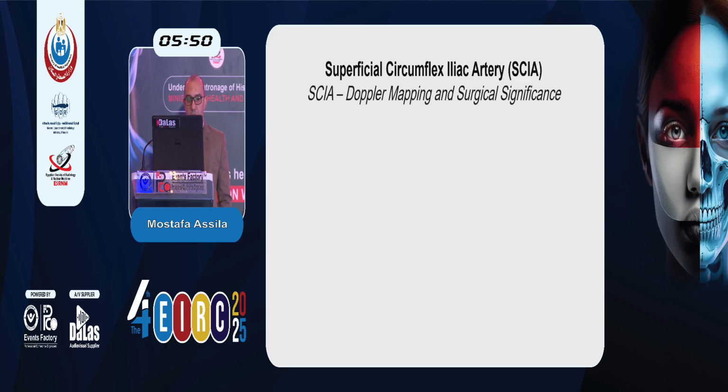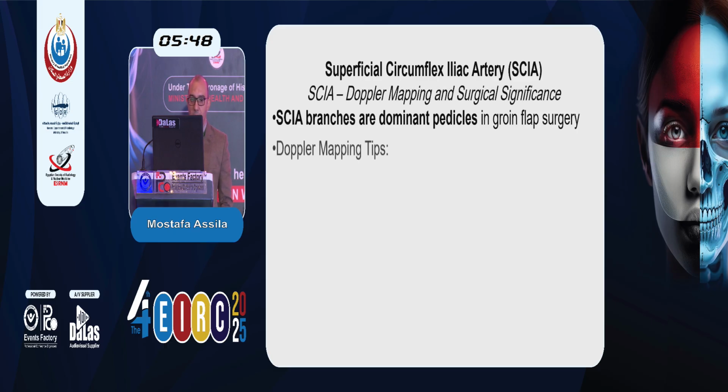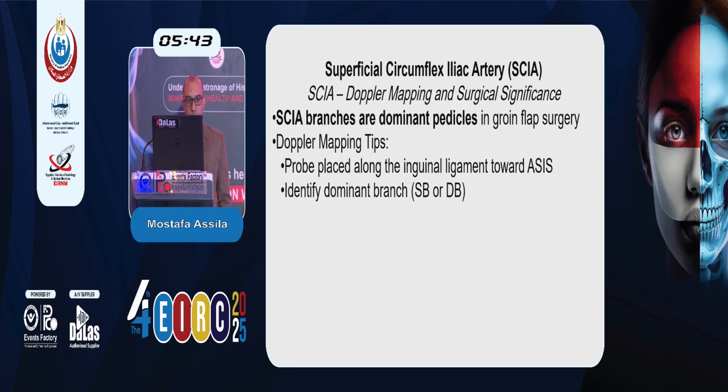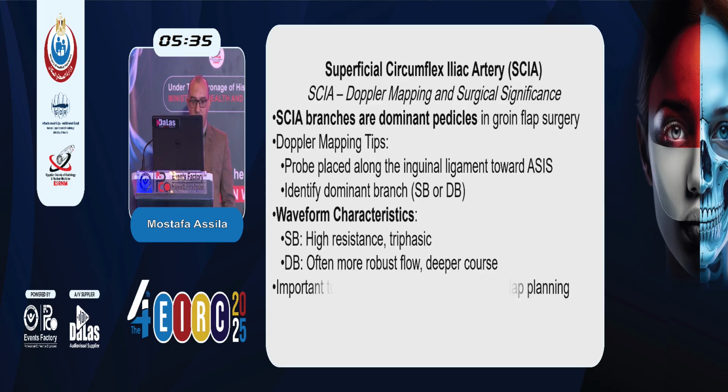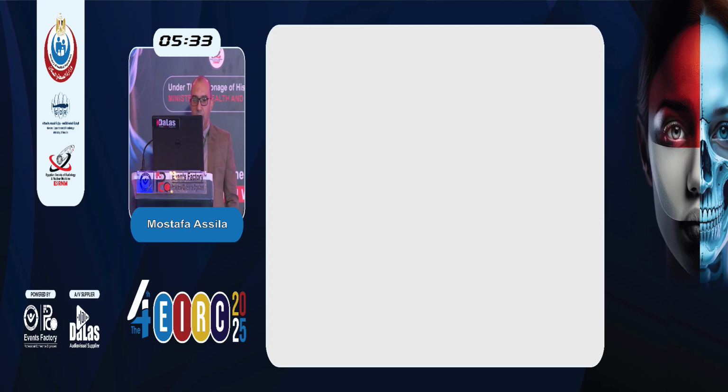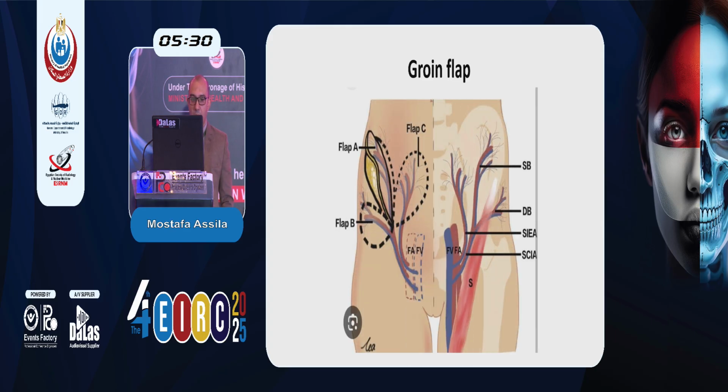The superficial circumflex iliac artery, again, is the dominant pedicle in the groin flap. Doppler mapping tips: place the probe along the inguinal ligament towards the anterior superior iliac spine and identify the dominant branch, superficial and deep. The waveforms, as we said before, are high resistance and triphasic. And lastly, this is an illustrative image of the flaps and the venous mapping of it.